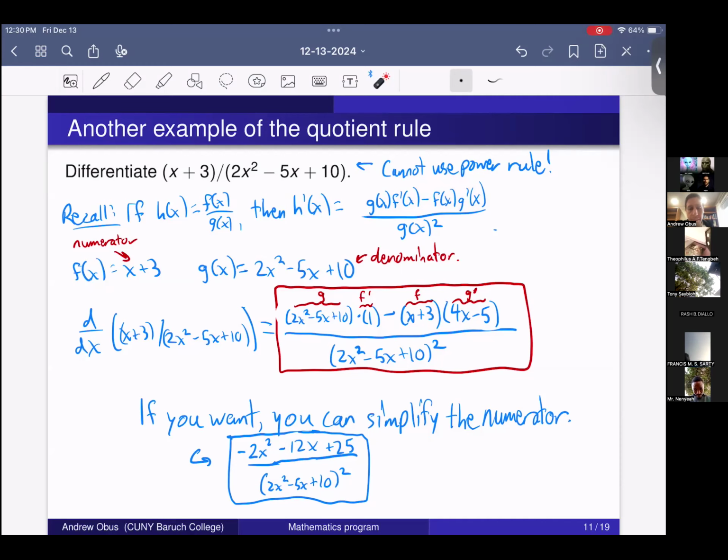I have a question. Yep. On the f prime of x, after we differentiated, was what we got okay? Yeah, I see. Is it okay? Yeah. Okay, good.